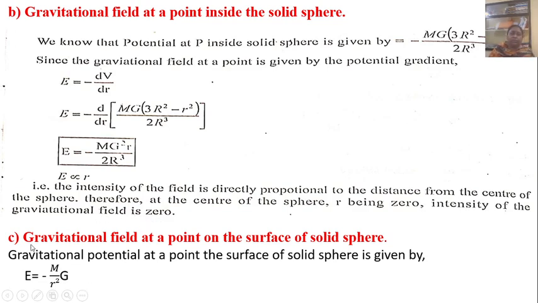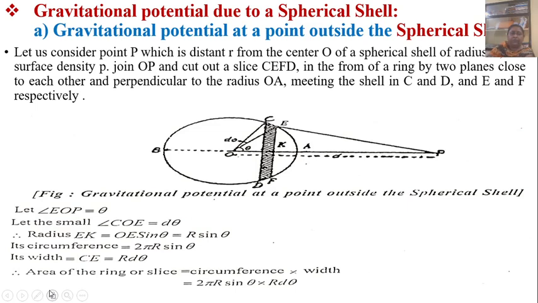Now we have determined also the gravitational field at a point on the surface of solid sphere. So gravitational field at a point on the surface of the solid sphere is given by E equal to minus MG upon R square. So now here we also derive the formula for gravitational potential due to a spherical shell. Now first point is here, gravitational potential at a point outside the spherical shell.